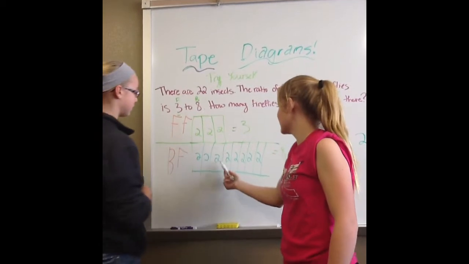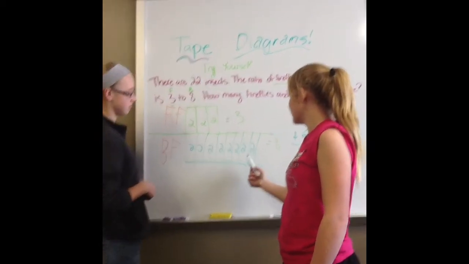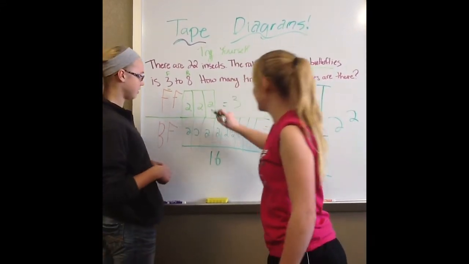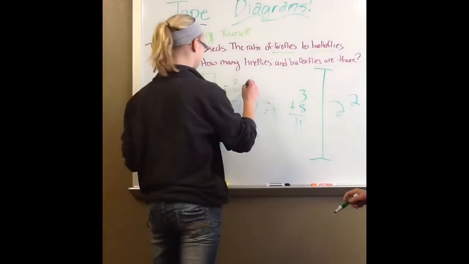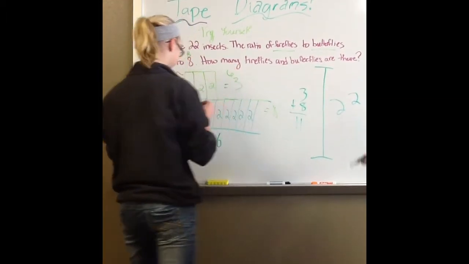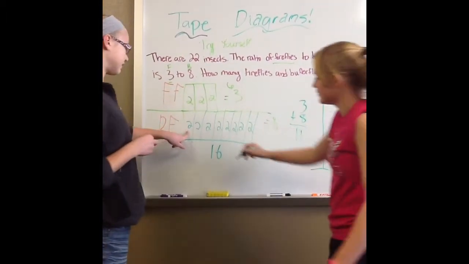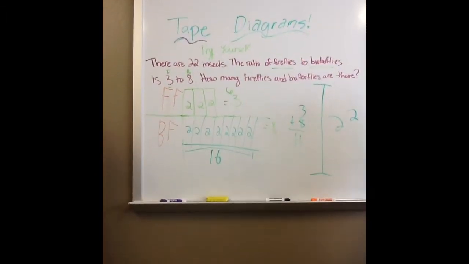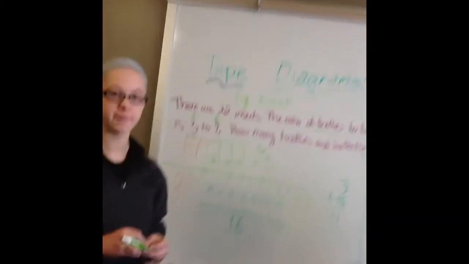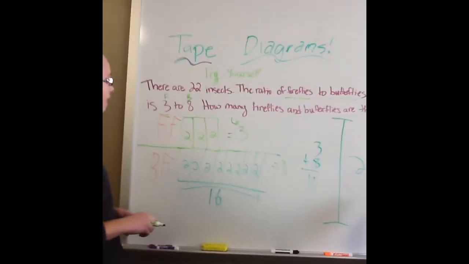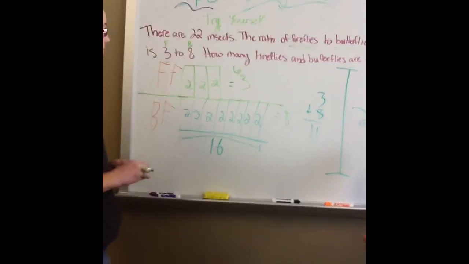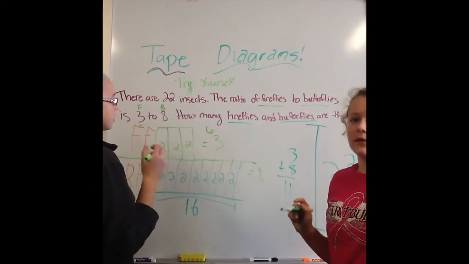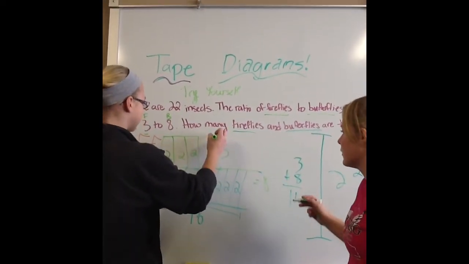So you have 6, 8, 10, 12, 14, 16 plus 6 equals 22. Each of your boxes equals 2. But I'm confused. What are you confused about? I'm confused because it said there are 22 insects. Then it says at the end how many fireflies and butterflies are there. It's kind of obvious. It's 22. No, fireflies and butterflies separate. So the fireflies, there's 6.